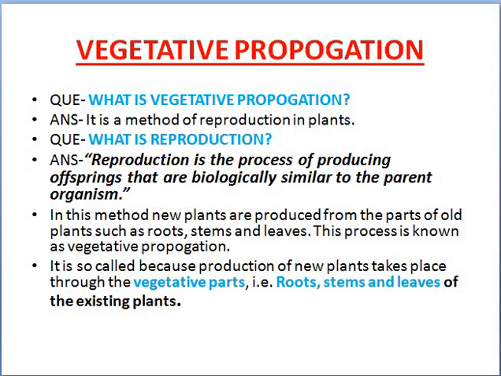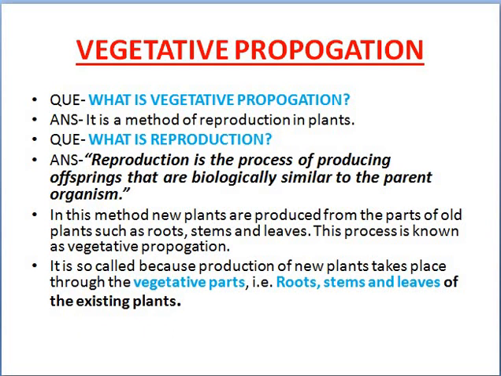Now, vegetative propagation is a method which is practiced by plants. Plants produce new offspring of the same kind. So, what happens in this method? In this method, new plants are produced from the parts of an old plant such as roots, stems, and leaves. This process is known as vegetative propagation.